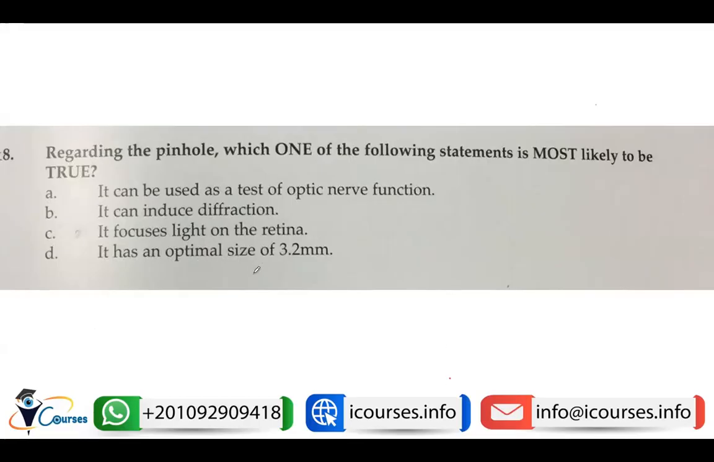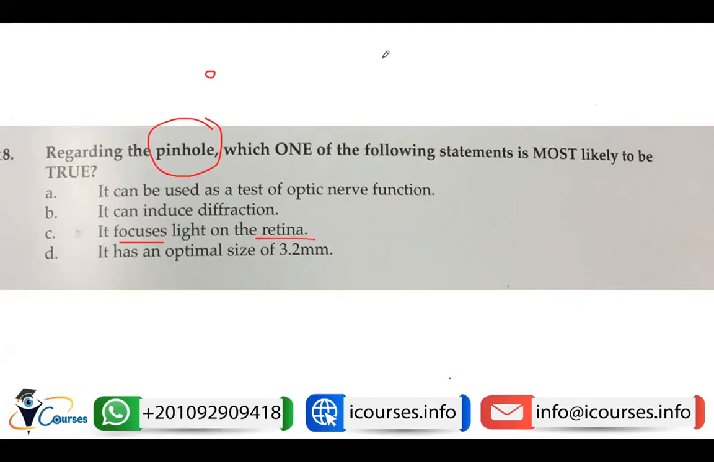Exactly. So it is, excuse me, what? C? Again, think again. Let me give you a clue. The pinhole is a small aperture, a small opening in front of the eye. Is it a lens? Is it a convex lens that will focus the light on the retina? Does it cause any vergence?